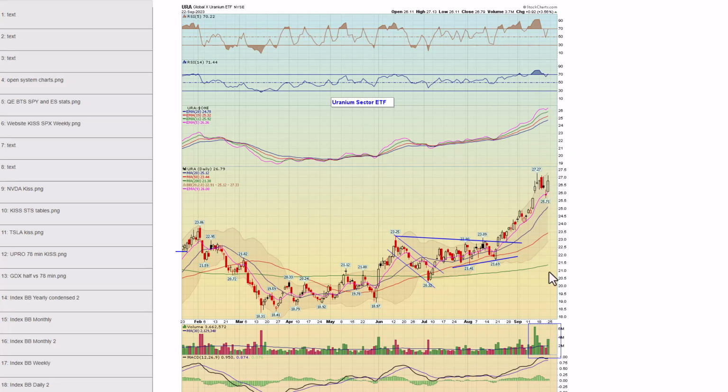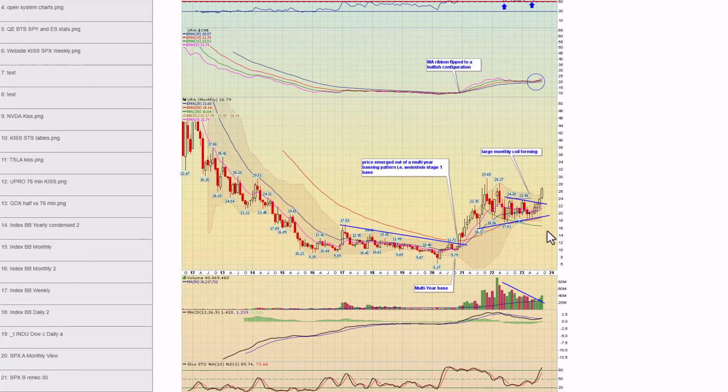And look at the monthly chart of URA. Broke out of this multi-year coil. Looks great. I think this could eventually go up to the upper 30s over time.